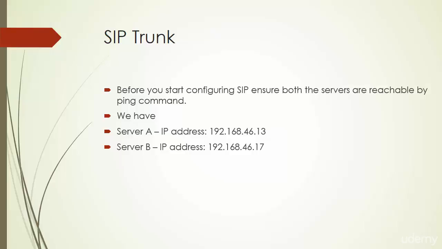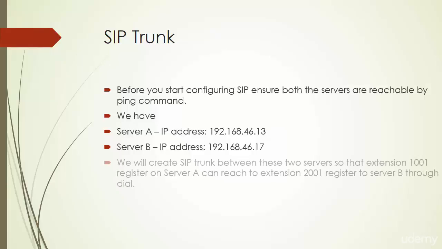Right now for the course I'm having the servers on the same subnet on the same LAN, but if you connect over VPN in a practical setup, it makes no difference. If you are able to ping the remote IP, then you are good to go. So we will create a SIP trunk between these two servers so that extension 1001 registered on server A can reach extension 2001 registered on server B through dial. This is what we ultimately would like to achieve.